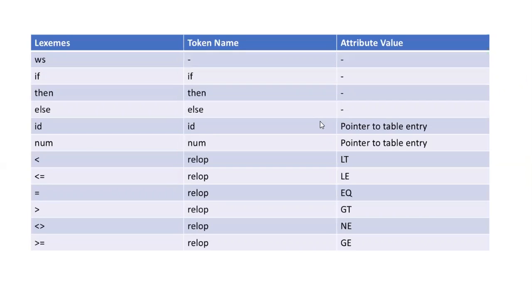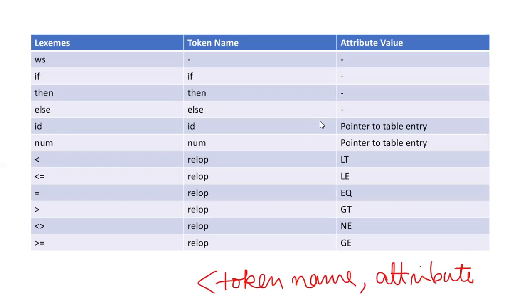Given these definitions of tokens and lexemes, we can try to understand this from the given table. In this table, as you can see, we have three columns. The first one is for the lexemes, the second one is for the token name, and the last one is for the attribute value. Tokens, as you know, are identified by the token name. We have something like this: token name, comma, attribute. It can be one or more attributes, but here we're looking at only one attribute.